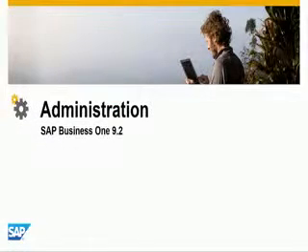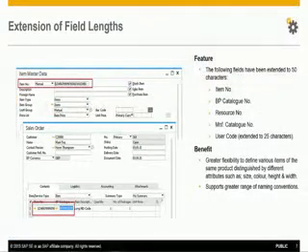So let's look at these topics in more detail, starting with administration. We have extended a number of field lengths to 50 characters, including item number, business partner catalogue number, resource number, manufacturing catalogue number, and the user code.